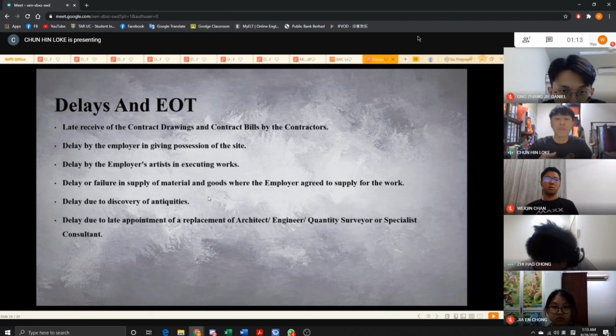Late instructions from the architect, including the expenditure of PC sum, provisional sum, drawings, details, levels, and other information. And lastly, delay due to the late appointment of a replacement architect, engineer, quantity surveyor, or specialist consultant.